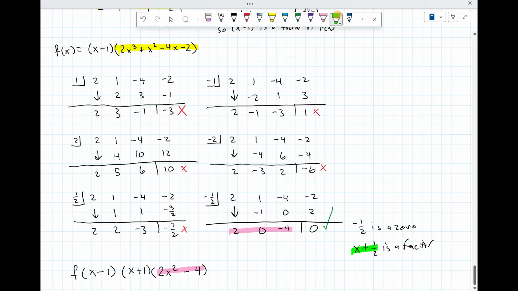Oh, I made a mistake here. I'm seeing I wrote down x plus 1, and I meant to write 1/2. So my apologies. Hopefully that didn't confuse anyone too much.